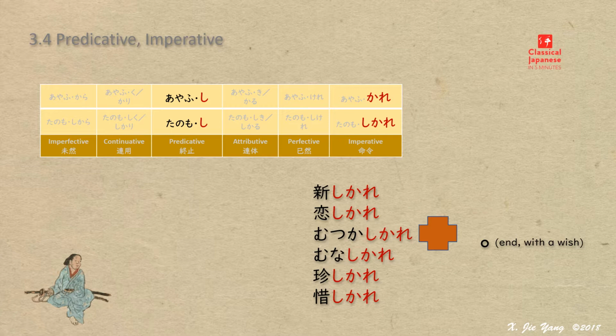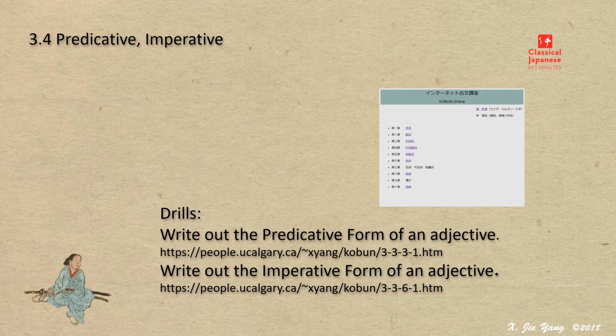The imperative, or showing a command or giving an order, normally does not appear with the adjective. However, although rarely, it does happen, for instance, to express a very strong wish and feeling of the speaker. This concludes the lectures on adjectives.